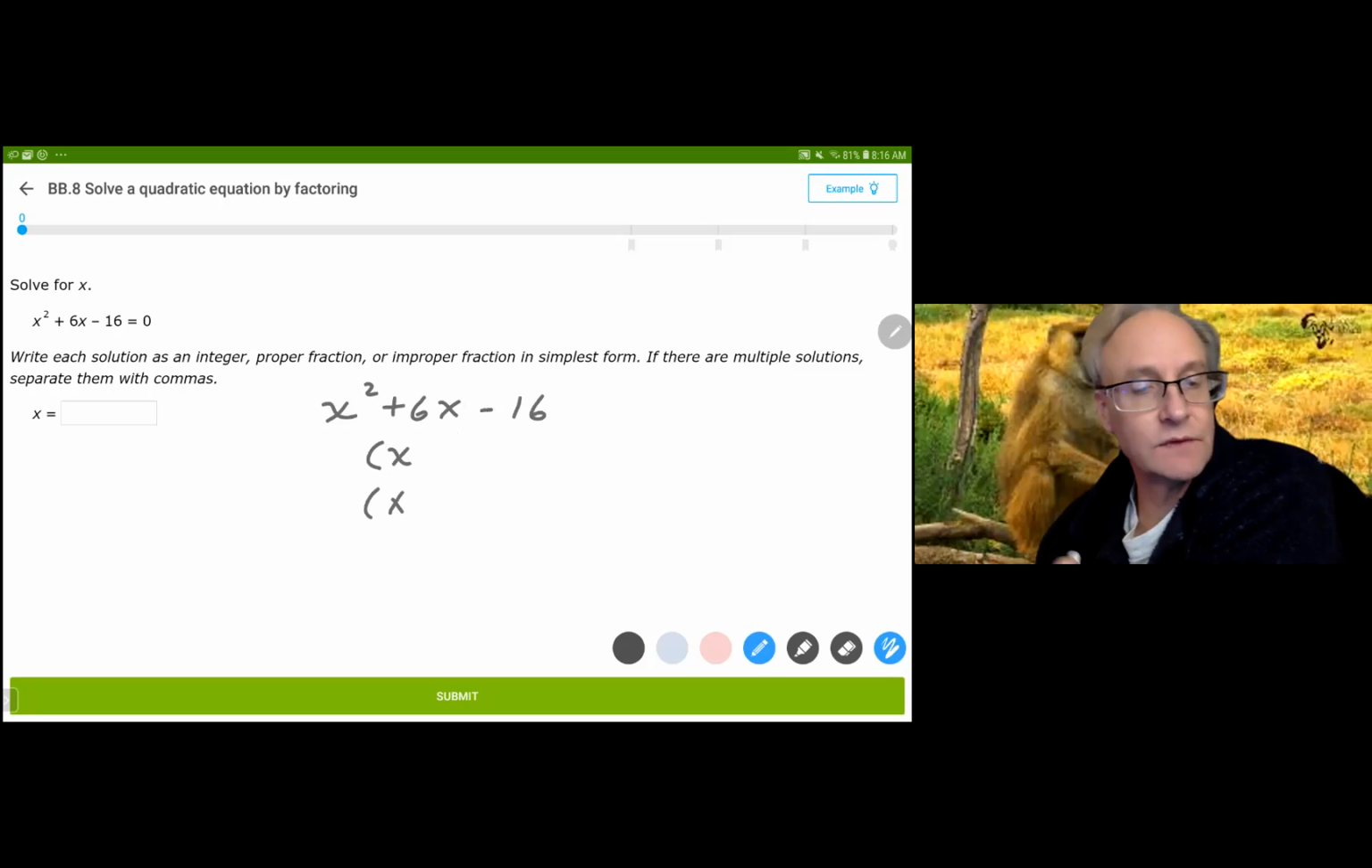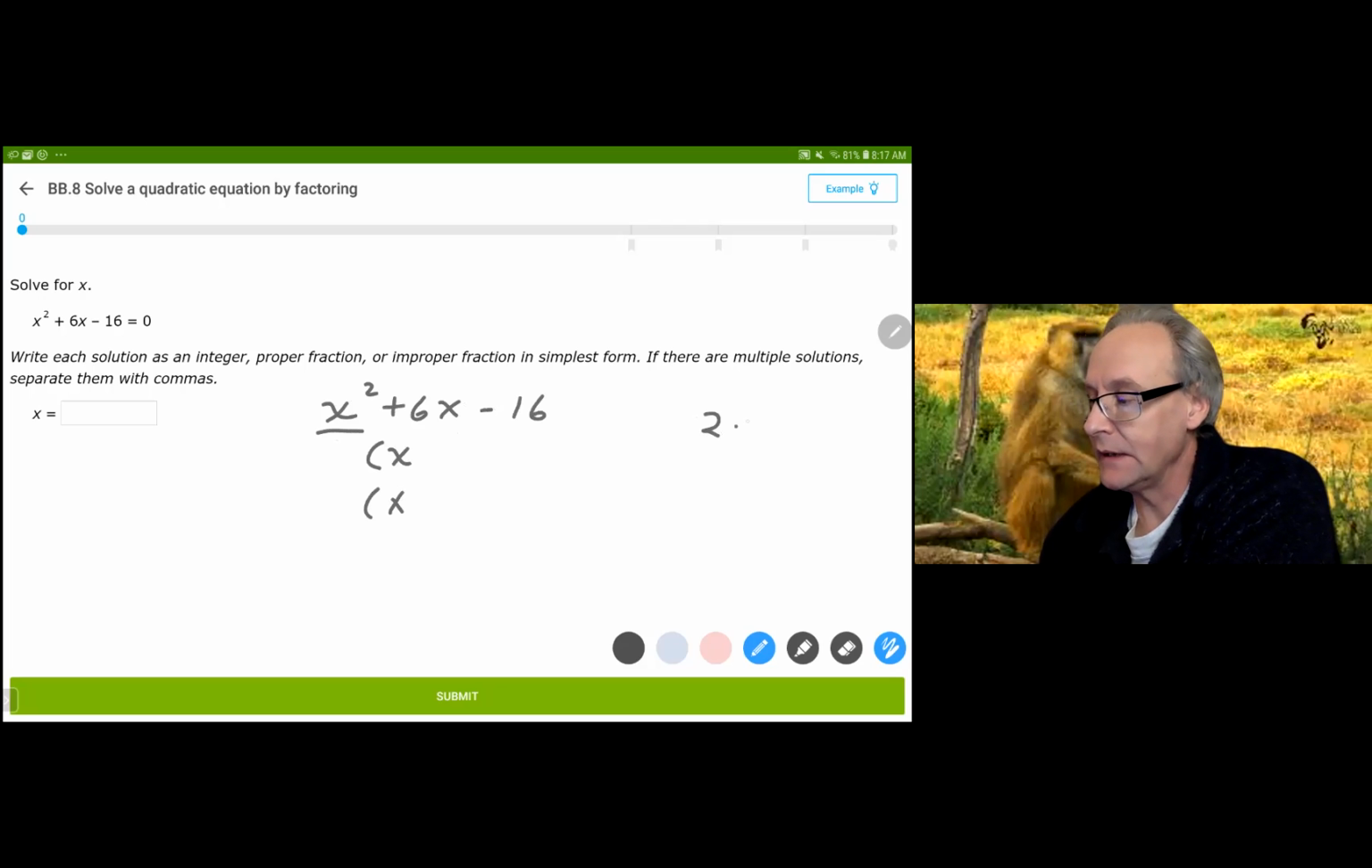X times x gives us x squared, doesn't it? Now, the nice thing is that both of these are the same, which means it doesn't matter where I put the two factors. Now, there are several factors for 16. I have 2 times 8, and 4 times 4, and 1 times 16. These are the ways in which to factor 16.